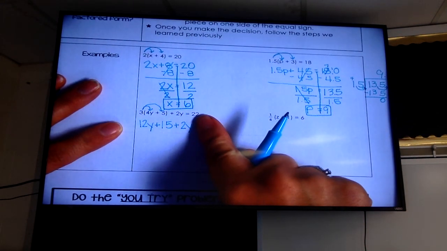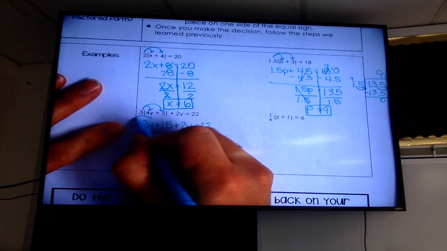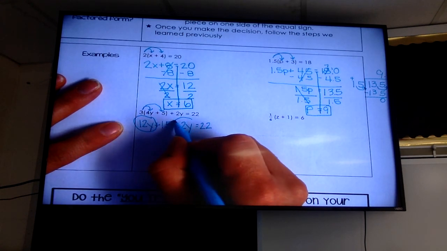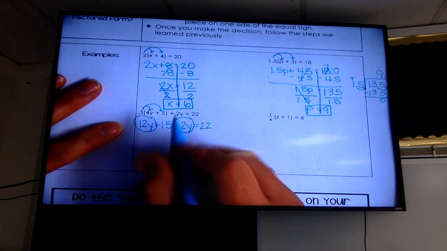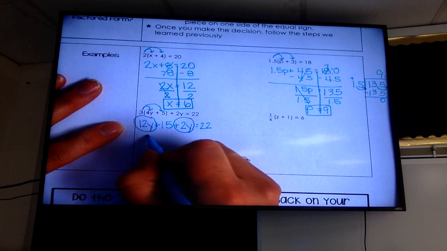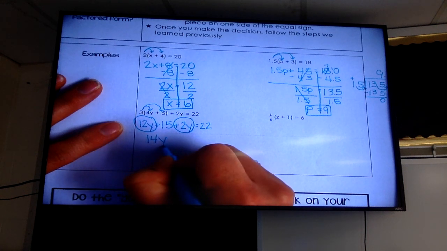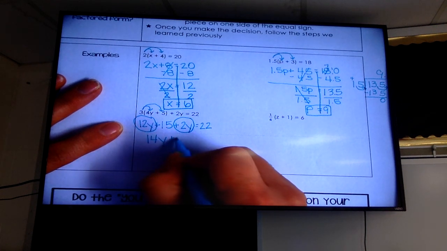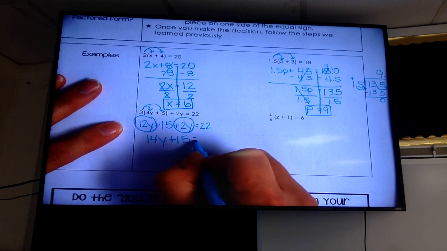Now, there's something I can simplify over here. I have 12y and I have a positive 2y. So I'm going to circle those and I'm going to say 12 plus 2 is 14y. I couldn't combine the 15 with anything, so I'm going to say plus 15 equals 22.